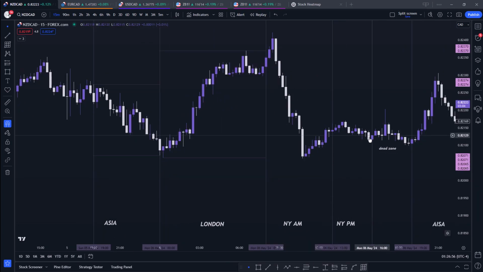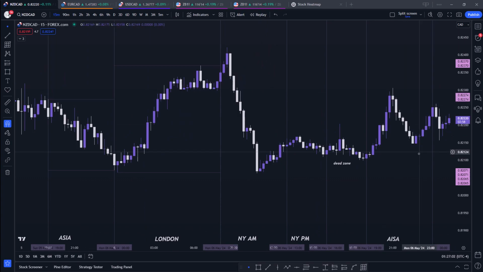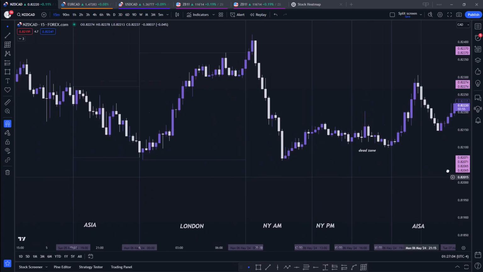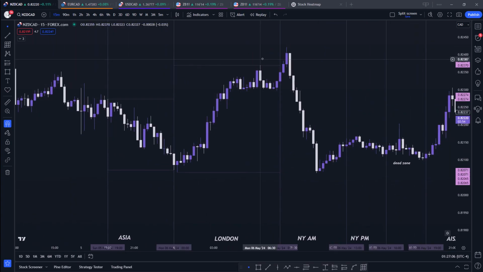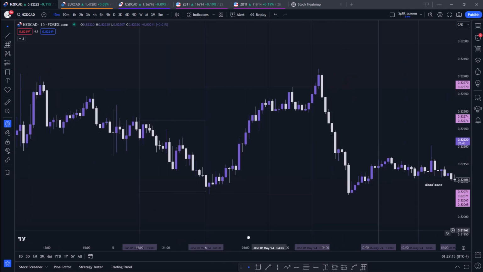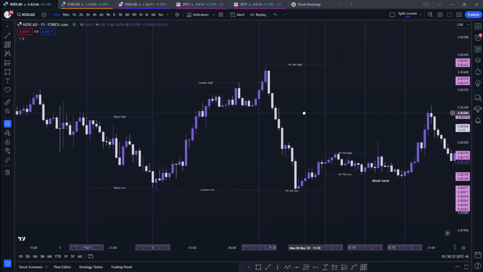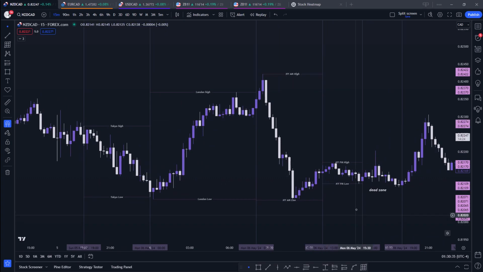And you can obviously see that the New York PM session doesn't usually move too much, along with the dead zone. And then Asia starts the dynamic moves again, going to London, which also has high movement, and New York, which also has the same. So let's mark out our Asia session highs and lows, London and New York. Okay, and that's about it.